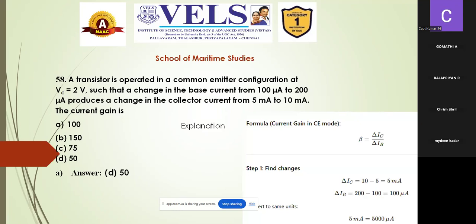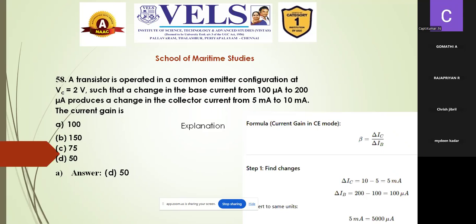So the current gain is equal to beta is equal to delta IC divided by delta IB. What is delta IC? IC means collector current, so delta IC means change in collector current. IB means base current, and delta IB means change in base current.